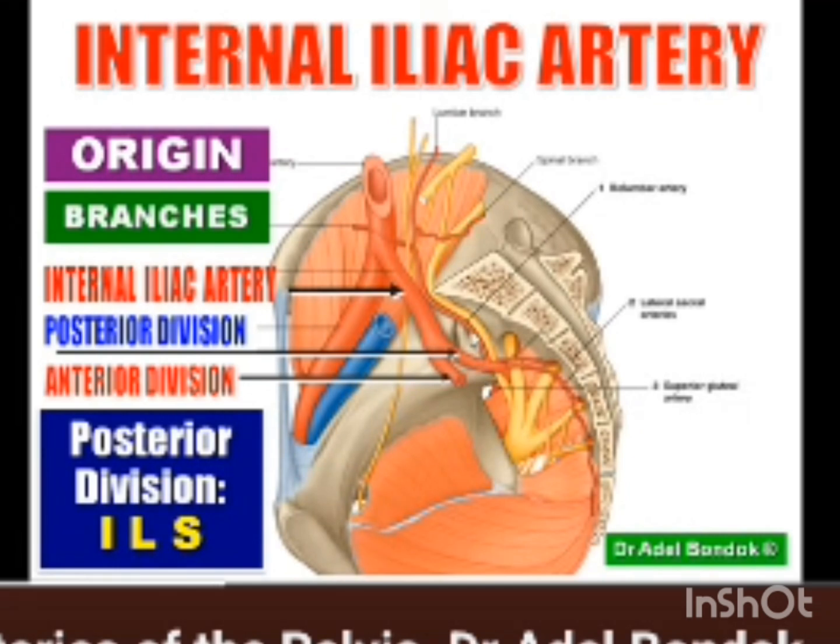The first one, this one, is the iliolumbar artery. It arises in front of the ala of the sacrum, and divides into an iliac branch and a lumbar branch to the muscles of the abdominal wall and iliacus.